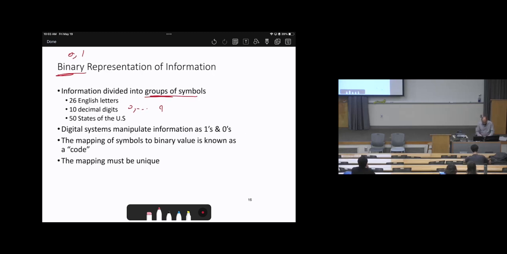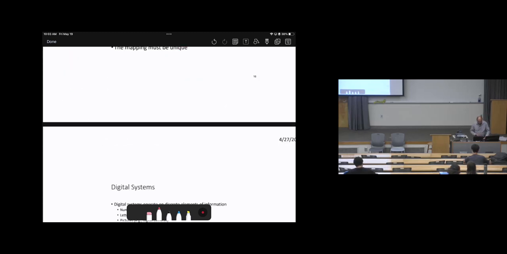So digital systems manipulate 1 or 0, which is on and off. Then when we make a mapping of these symbols in binary, which is known as code, creating a code as well, the mapping, of course, must be unique. There's a unique 0 only for off, 1 for on. We cannot make a combination, like sometimes use 0 for on. So we need to be consistent. We need to be unique with this.